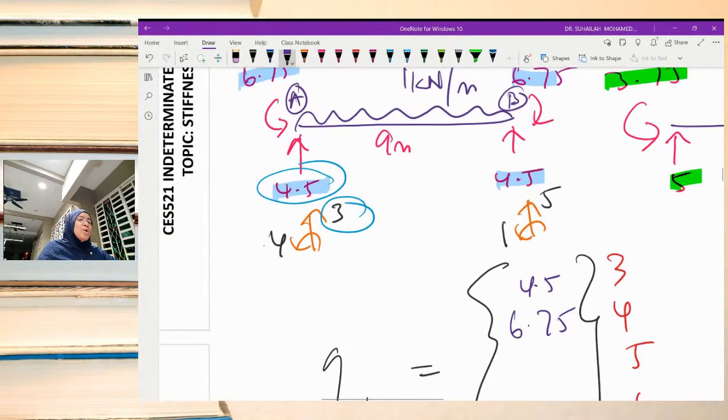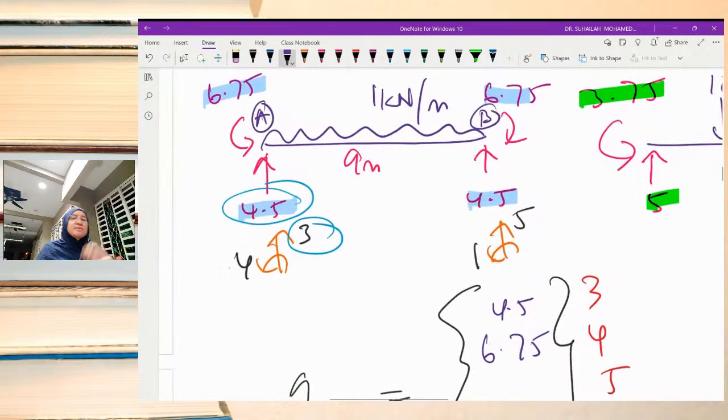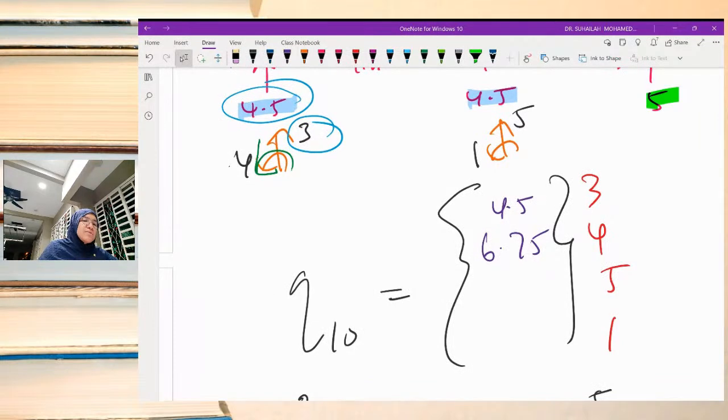Correct. Next, position 5. At position 4, it is positive, because this moment and this one have the same direction. Same positive. Position 5 is 4.5.